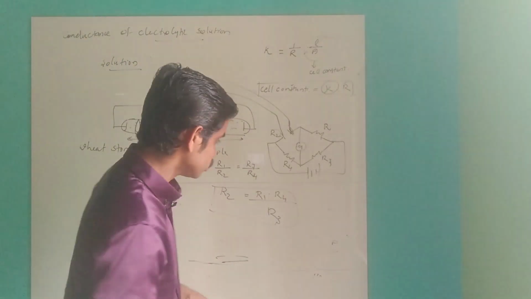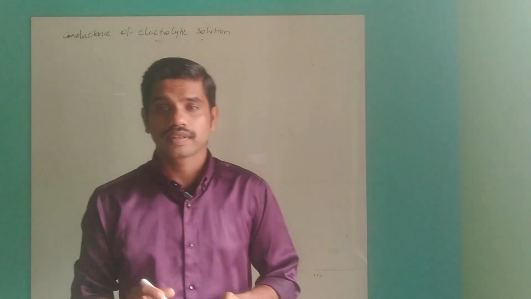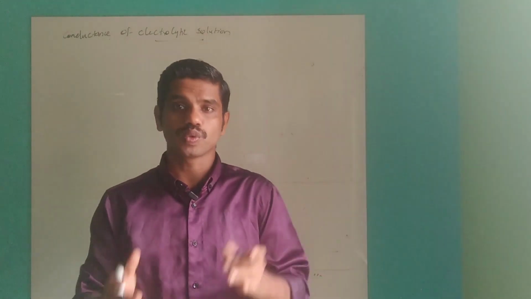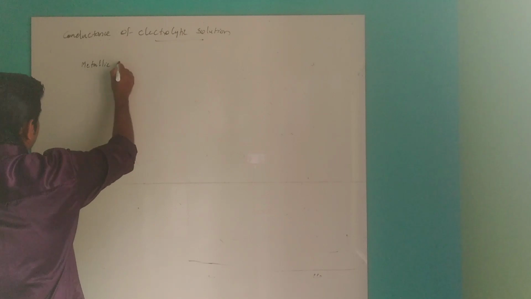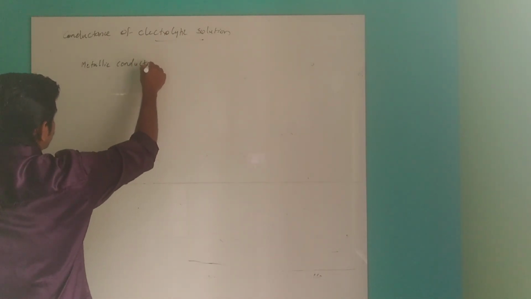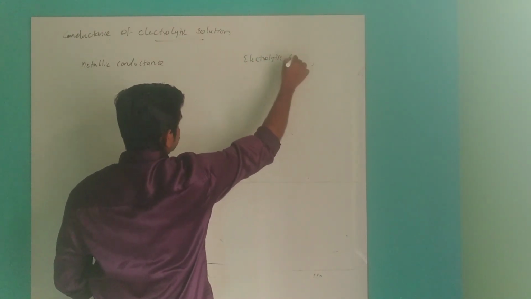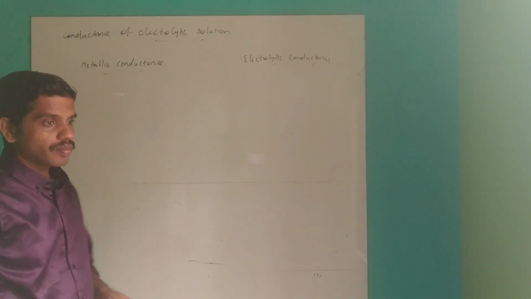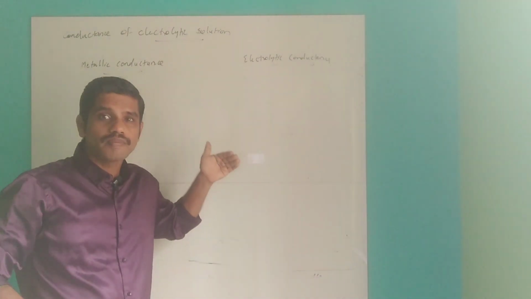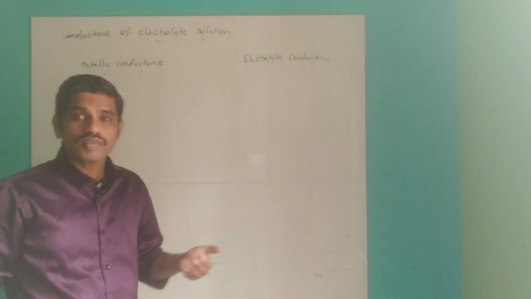Then the next one, the conductance of metals and solutions. Can you tell any difference? Metallic conductance and electrolytic conductance. Metallic conductance means the conductance produced by the metal. That means we pass electricity through solids and the current passes.